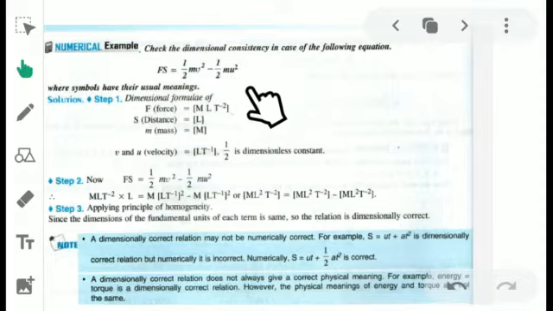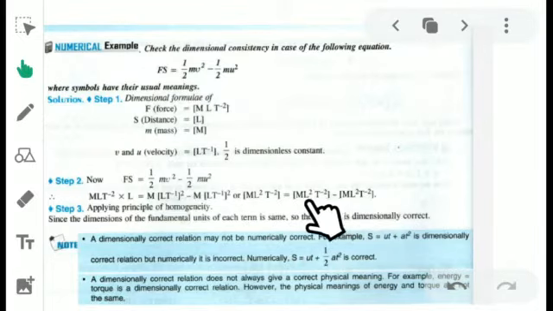Now what are we going to do? Step 1, we have written the dimensions of all the physical quantities. Then we are going to put the values in the left side and right side. Then we can say that M1 L1 T minus 2 into L. After simplification, we will get ML square T minus 2 on the left, and ML square T minus 2 minus ML square T minus 2 on the right. So according to the principle of homogeneity, this equation is correct.